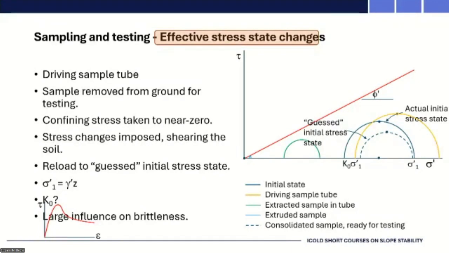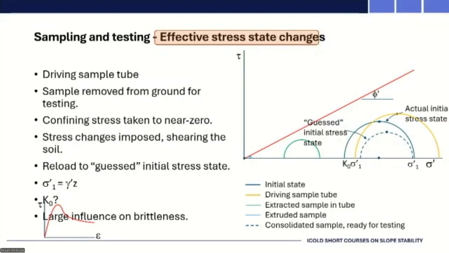So that dark blue intact circle, not the one with the dotted line, represents the stress state in the ground. Then we drive the sample, which may cause dilation or contraction of the sample, and it will temporarily impose that yellow Mohr circle. So it could also be to the other side of the sample. Then we pull the sample out, and it gives us the little green Mohr circle closer to the middle of the slide.